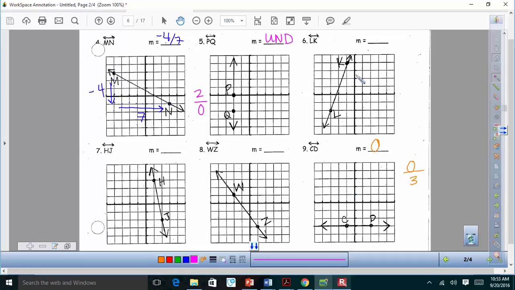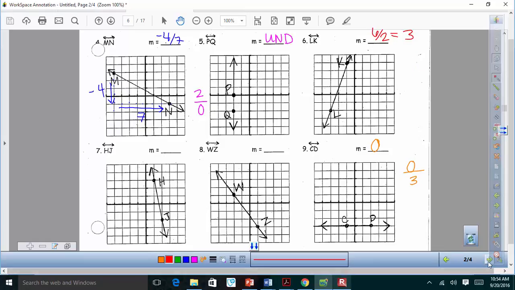Okay, so when you did number 6, what did you get? So you went down 6 and left 2? You went up 6 and right 2. So 6 over 2, yes, you would have to reduce this. So what would it give us? 3. Good question.